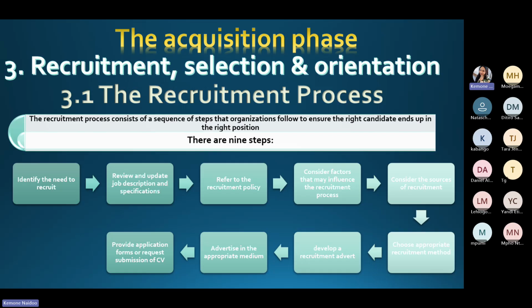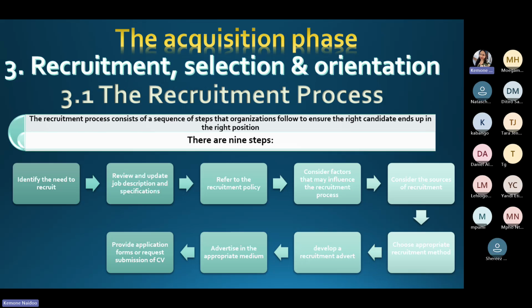But the next step is to formulate and develop a recruitment ad. And remember, in this ad, you have to specify your job description and job specification, so that the right people are attracted to this position. Once we're done doing that, we can start to advertise in the appropriate places, on the appropriate channels. Remember, if you're looking for specific people, you need to advertise in places that those people will be able to see it. You don't want to put your ad somewhere where no one is bound to look.